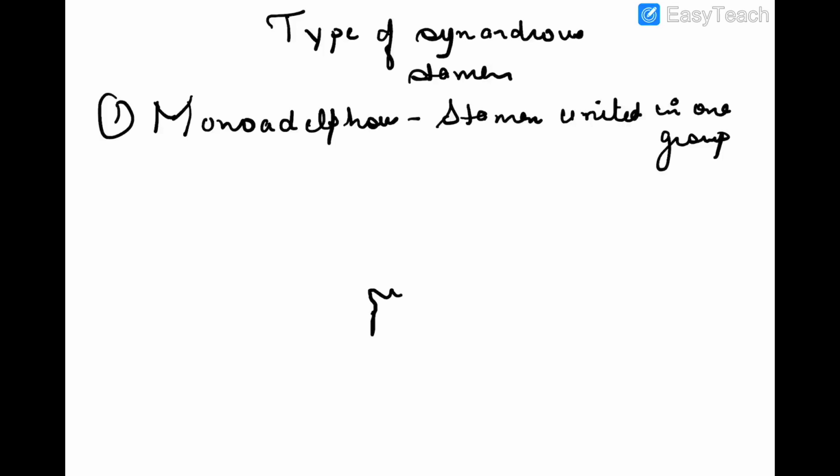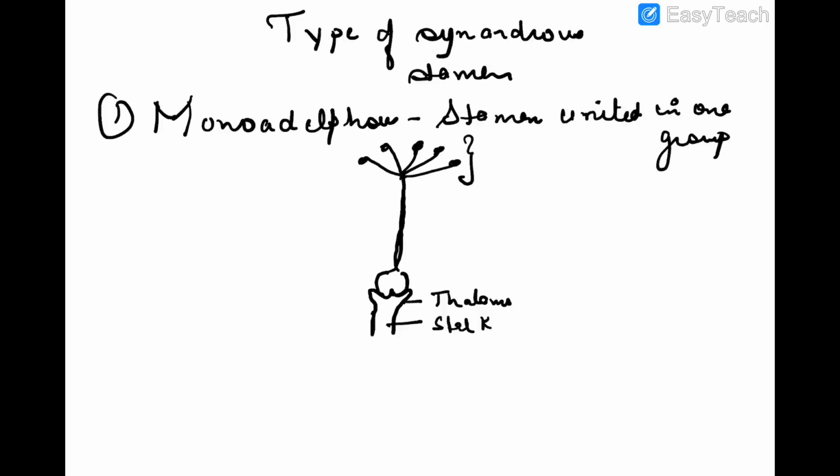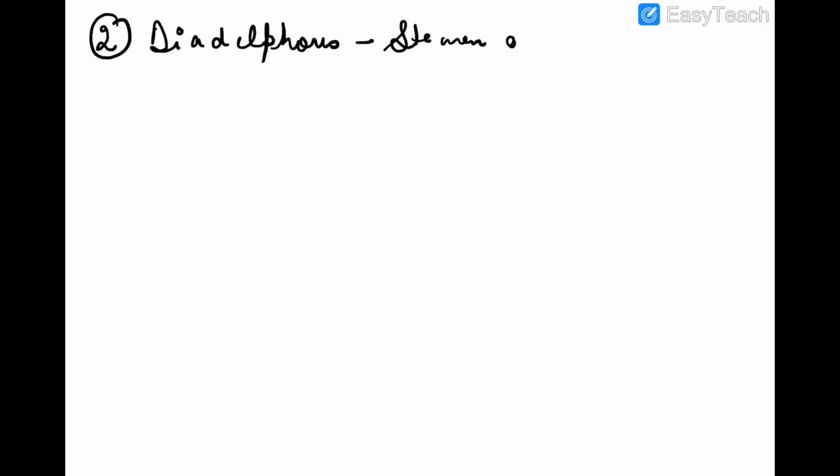If this is the stalk of the flower, this is the thalamus, then these are the stamens which are united in one group. So this type of stamens which are united in one group are known as monoadelphous. The second type of stamen is diadelphous, when stamens are united in two bundles.